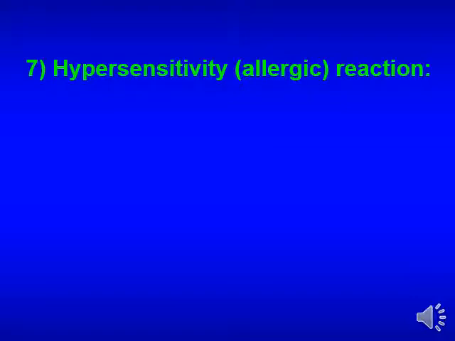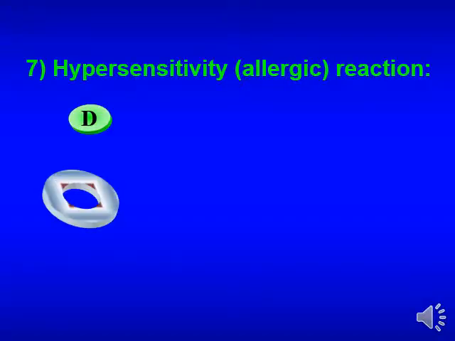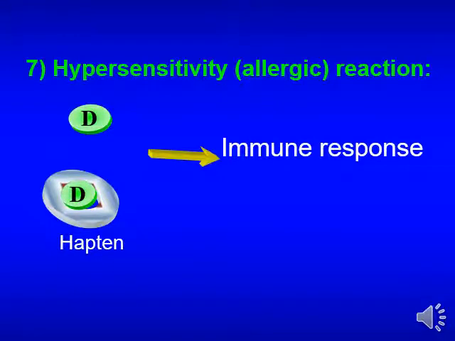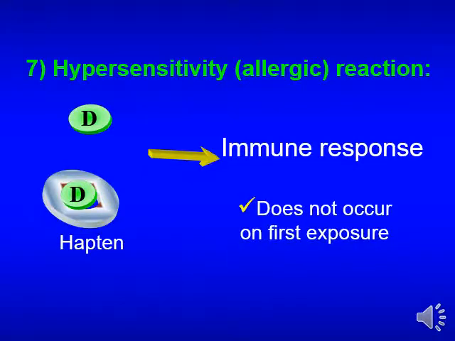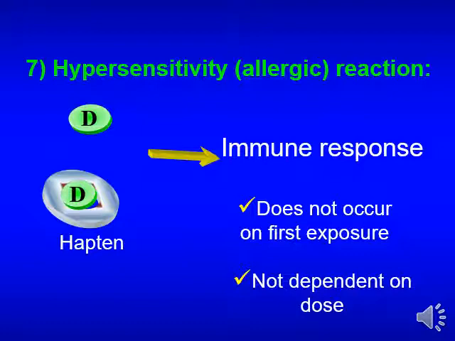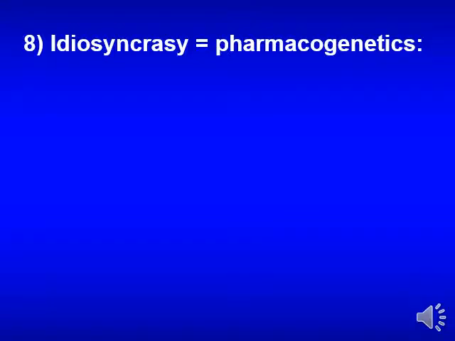Hypersensitivity or allergic reaction. Drug may act as antigen or combine with hapten and become antigen. This will affect the immune system and the body will form antibodies against the drug. Hypersensitivity or allergic reaction does not occur on first exposure, and it is dose independent. Of course, such a drug should not be used again.